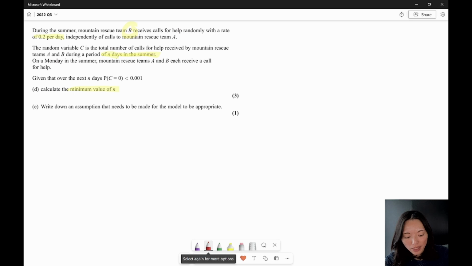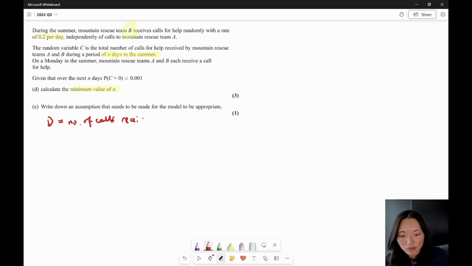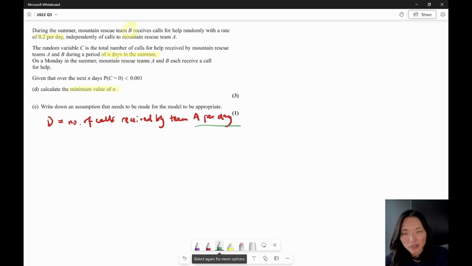And I'm going to name a couple of variables. So first of all, you may remember from the earlier part of the question that we had D. So D was the number of calls received by team A per day. The per day is important because it affects the parameter in our distribution. So in one day, we expect that team A received D number of calls. And let's call our next variable E, and we define that as the number of calls received by team B per day. So that is our variable per day.